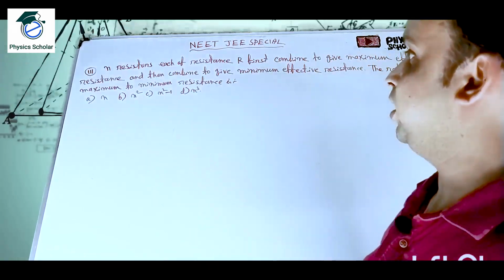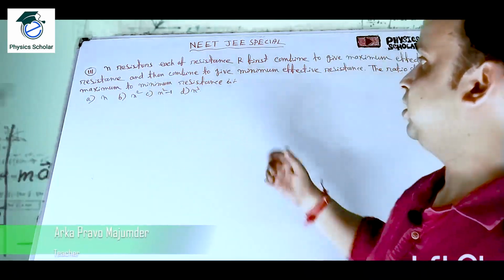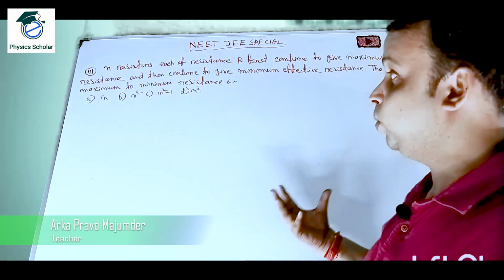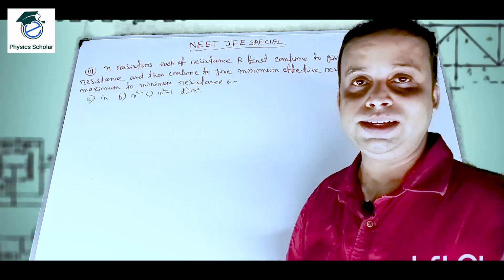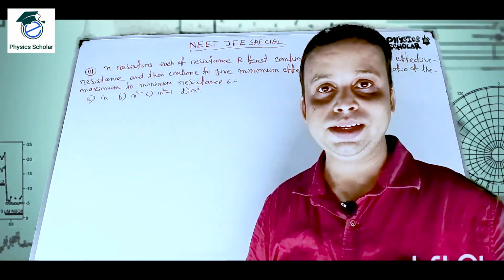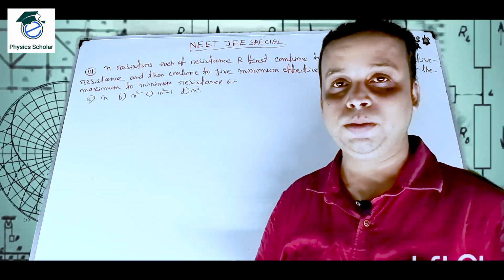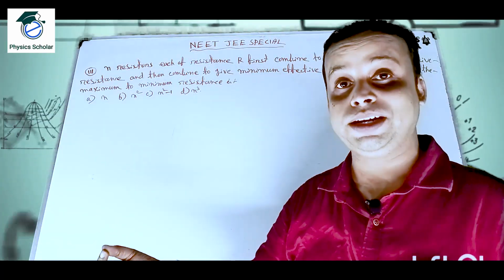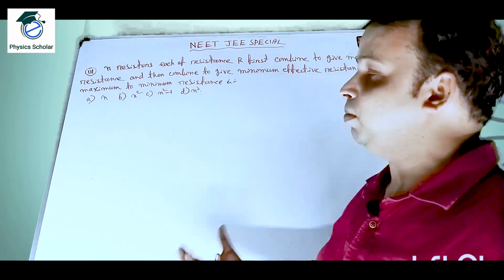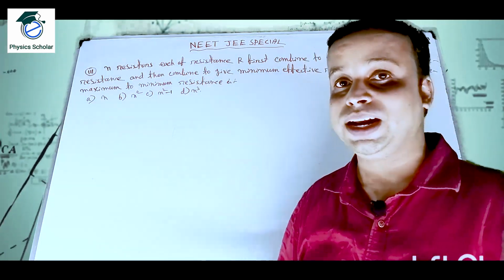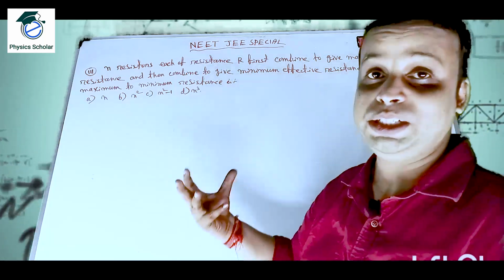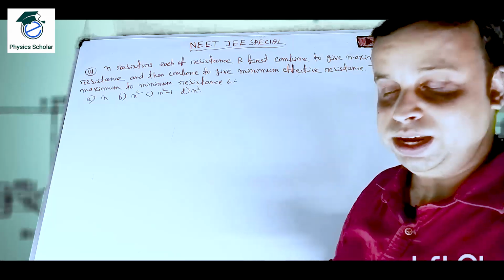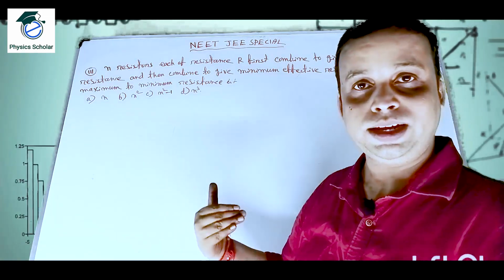So students, here is the next problem number 3. N resistors, each of resistance capital R, are first combined to give the maximum equivalent resistance, then combined to give the minimum equivalent resistance. Now what is maximum if they are connected in series, and what is minimum if they are connected in parallel? So very easy. To get the maximum equivalent resistance, they must be connected in series, and to get the minimum equivalent resistance, they must be connected in parallel. So what will be the ratio of their equivalent resistances, maximum to minimum?